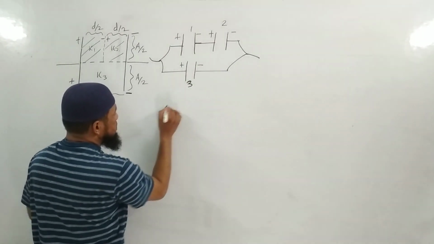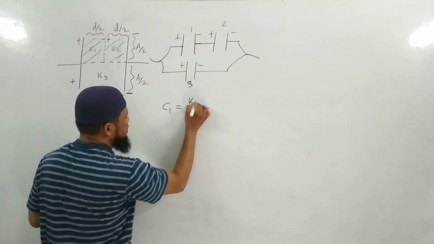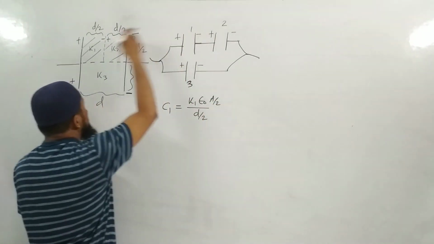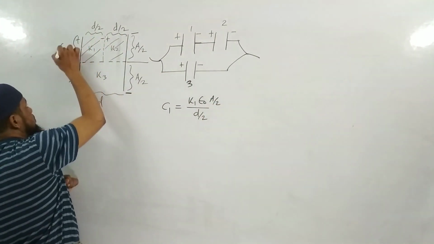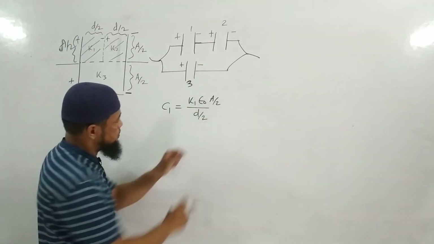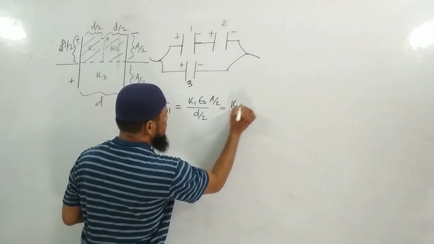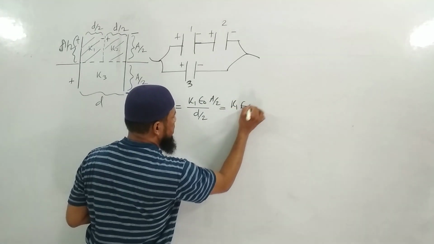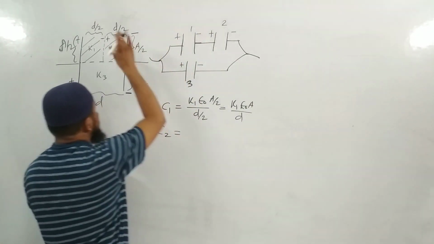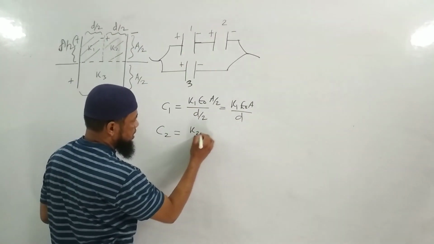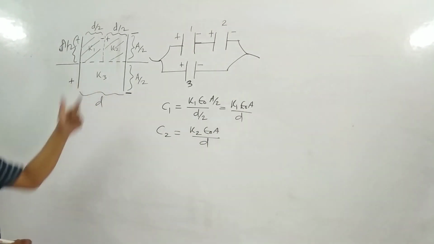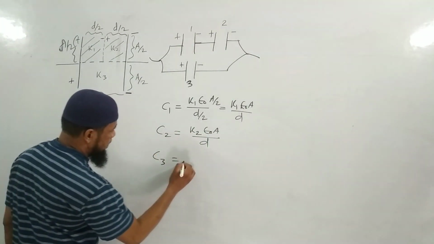So how much will C1 become? C1 is nothing but K1 epsilon naught, plate area A by 2, separation D by 2. So that is why 2 cancels. This is K1 epsilon naught A by D. Similarly, the second capacitor also will become K2 epsilon naught A divided by D. And the third capacitor, C3, how much will it become?